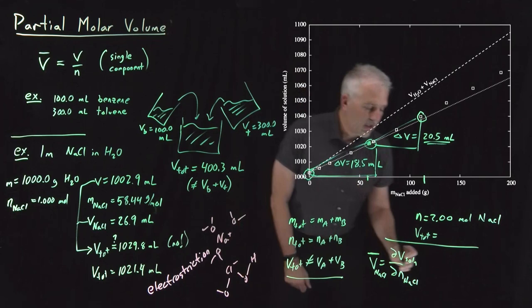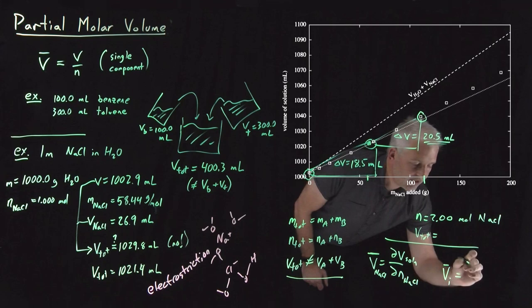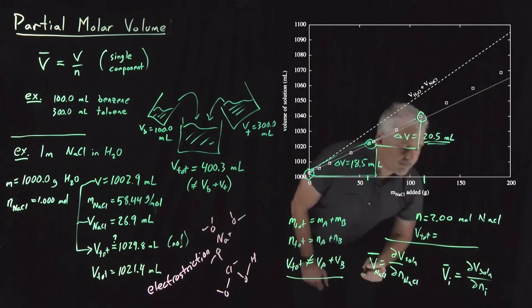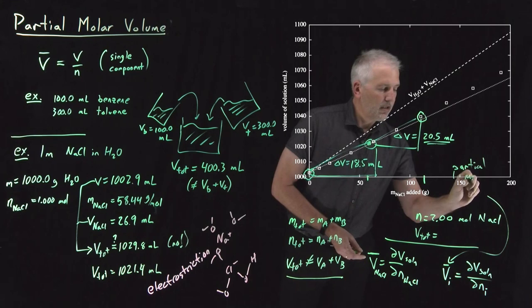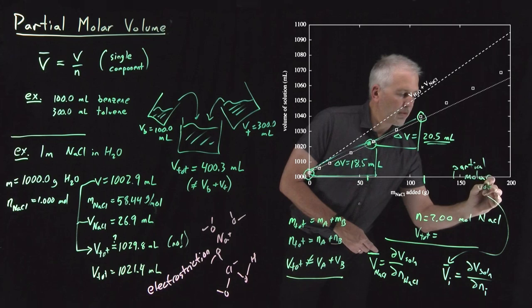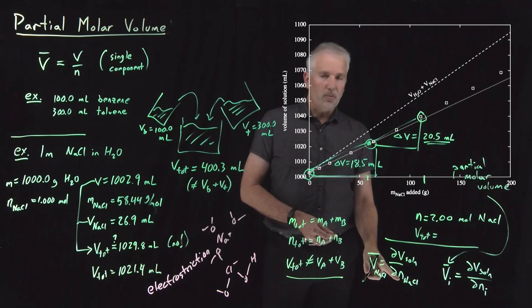So more generally, I would say V bar for component i is equal to the rate of change of the total solution volume with respect to the moles of that component. And the name we give to this quantity, since it depends on the conditions, it's different for the first mole and the second mole and so on, is it's not a molar volume, it's a partial molar volume, to remind us that what we're actually doing is taking a partial derivative of the volume with respect to the number of moles.